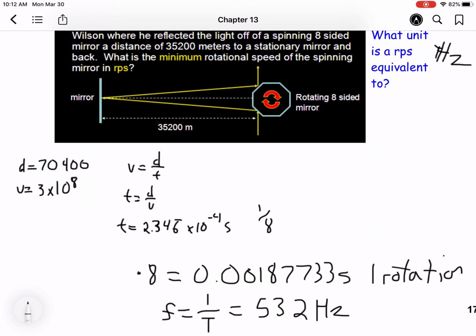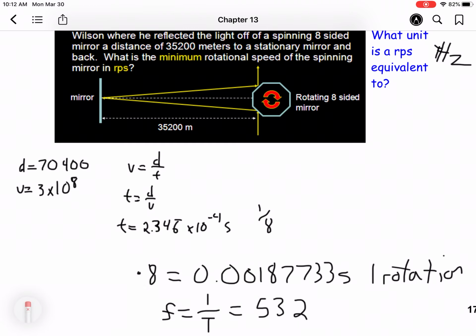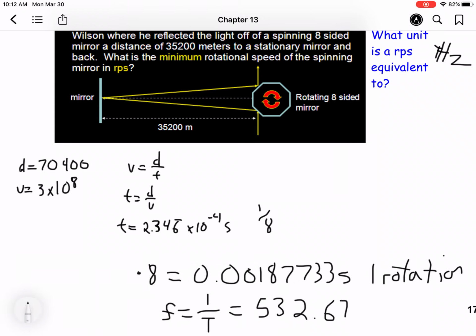It'd be 532.67 if you wanted to do sig digs. We don't actually use that 8 as a sig dig because it's exact. So we'd use the 35,200. I'll just write that down properly here. 532.67 hertz, which is our rotations per second.